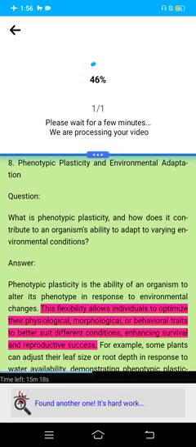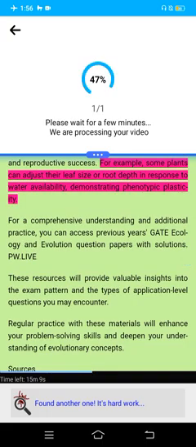This flexibility allows individuals to optimize their physiological, morphological, or behavioral traits to better suit different conditions, enhancing survival and reproductive success. For example, some plants can adjust their leaf size or root depth in response to water availability, demonstrating phenotypic plasticity.